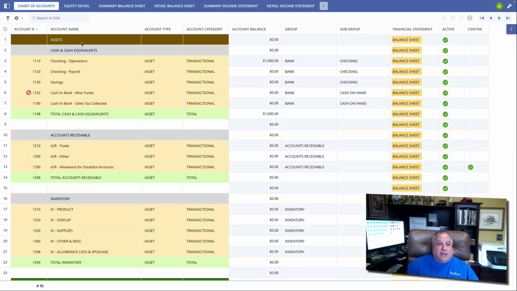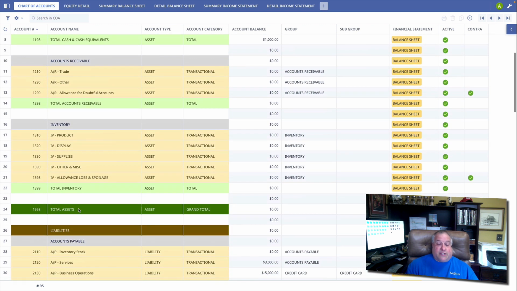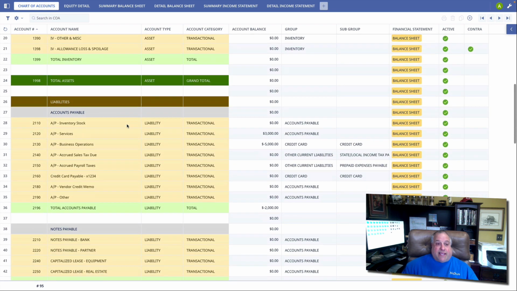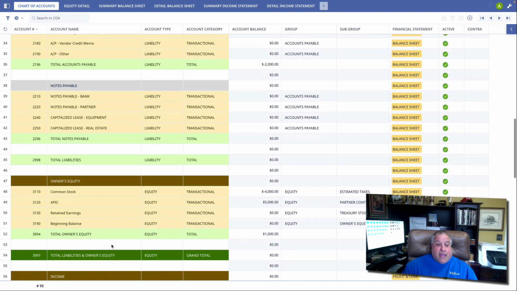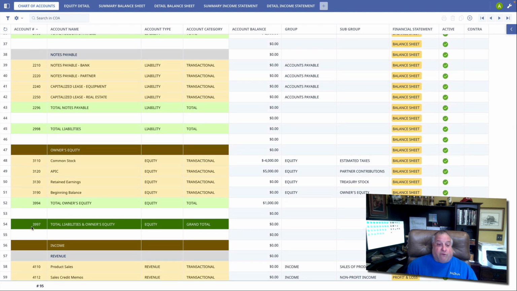So we have our assets section heading, cash and cash equivalents subsection heading, transactional accounts rolling down to a section total, all of our section totals rolling to a grand total, and that's the entire asset section. Then we get into liabilities, and we have two sections, accounts payable and notes payable. Here are those subtotal or total summary accounts, and here is our grand total for total liabilities and owner's equity, and we know that this is the end of the balance sheet.